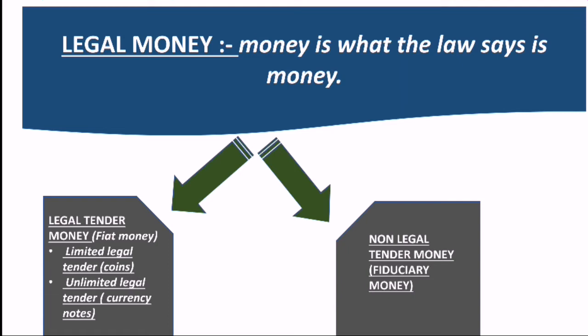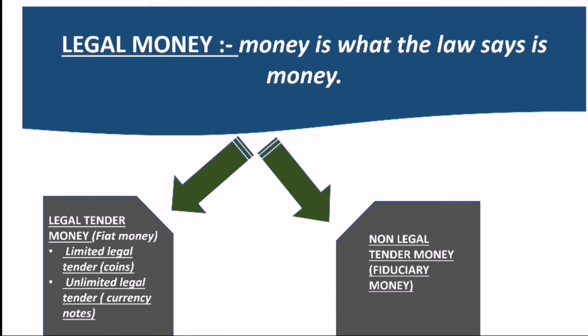According to this aspect, we have two types of money, right? Legal tender money and non-legal tender money. I hope that legal money is clear to you. It is anything that the law proclaims to be money. It is commonly accepted as a measure of value, and it is endowed with legal tender power. That's why it is legal money. Now it has two parts: legal tender money and non-legal tender money, right?